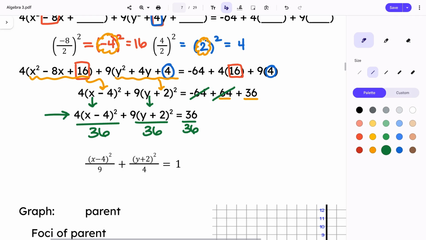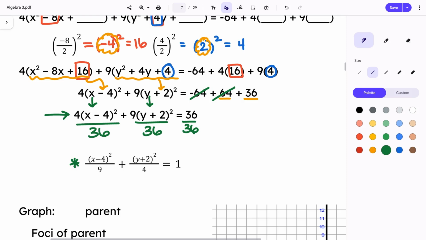Same thing happens in the middle. I can't take 9 divided by 36, but I can reduce that. So it's y plus 2 squared over 4. And now it says equals 1. Now this is what we're used to dealing with. We saw this type of equation yesterday. But again, because the center is not at 0, 0, let's pretend like it is, and let's graph this ellipse like it would be at 0, 0. And then we can graph the new one.